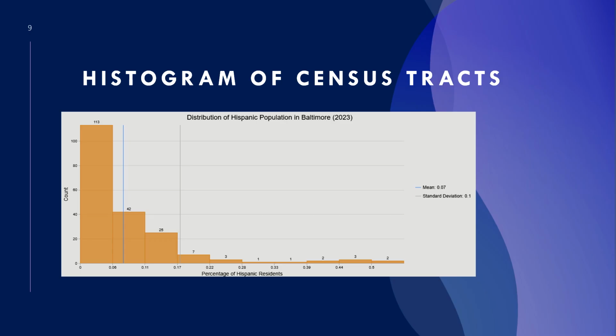I created a histogram using the data, the percentages of Hispanic residents across the census tracts, to look at how it's distributed. And what I was really interested in was looking at what the average percentage was, and then what was one standard deviation. Here, one standard deviation above the mean was roughly 17%. And so I decided that the census tracts that I was going to be focusing on would be 17% Hispanic residents or higher. And that's just to really hone in on my targeted audience.